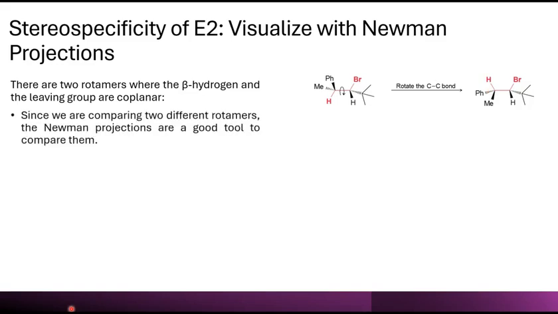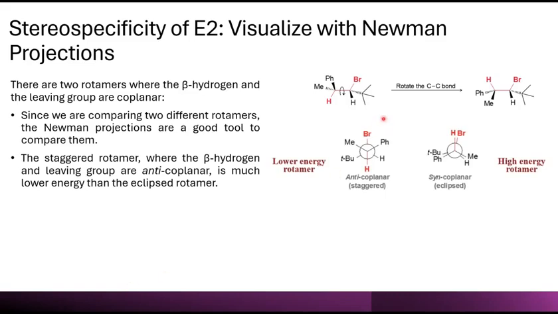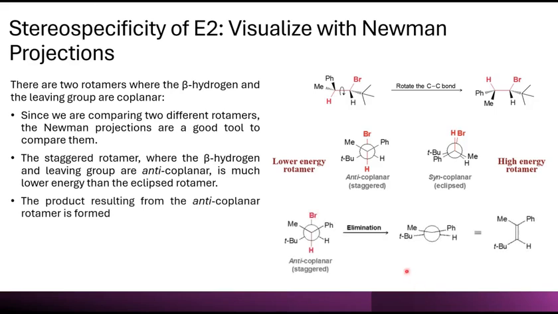Since we are comparing 2 different rotamers, the Newman projections are a good tool to compare them. The staggered rotamer, where the beta hydrogen and the leaving group are anti-coplanar, is much lower in energy than the eclipsed rotamer. So the first one, where we have them anti and coplanar, is staggered and lower in energy. Here, eclipsed, that means they're going to be syn-coplanar, and they're higher in energy. The product resulting from the anti-coplanar rotamer is what forms. So here is our anti-coplanar staggered rotamer, elimination takes place, and we end up with this product here.